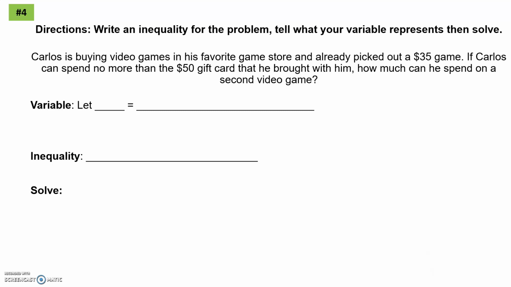Directions: write an inequality for the problem, tell what your variable represents, then solve. Carlos is buying video games in his favorite game store and already picked out a $35 game. If Carlos can spend no more than the $50 gift card that he brought with him, how much can he spend on a second video game?